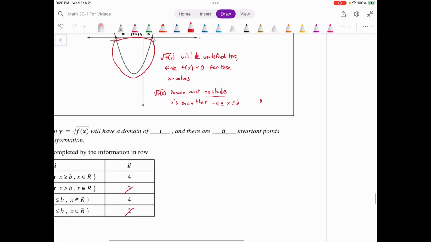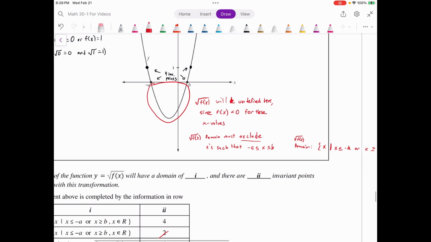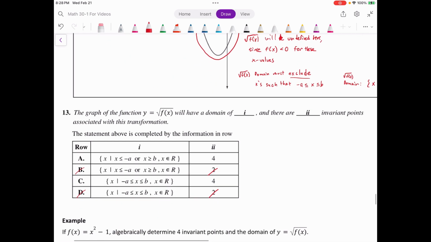So our domain would be, I see it in our options, the set of all x's in the domain of root f of x such that x is less than or equal to negative a, or x is greater than or equal to b, because those are our two x-intercepts. One's called negative a, one's called b. So our answer would be A, right? A looks good to me, for the invariant points, and that would be our domain.